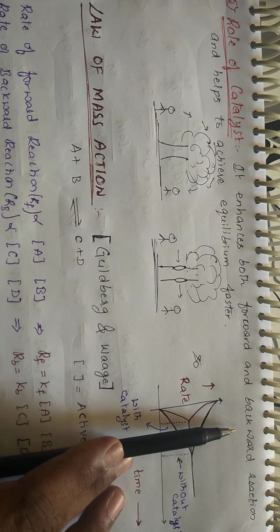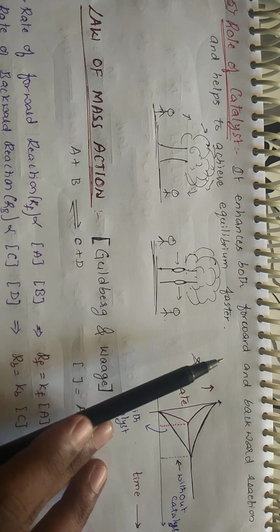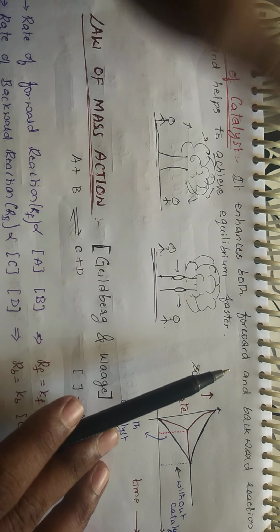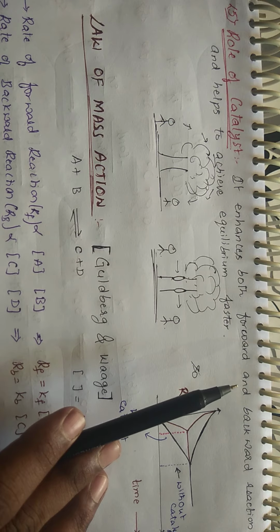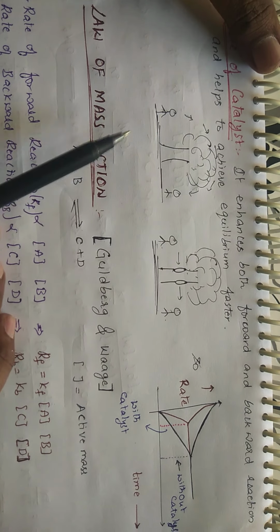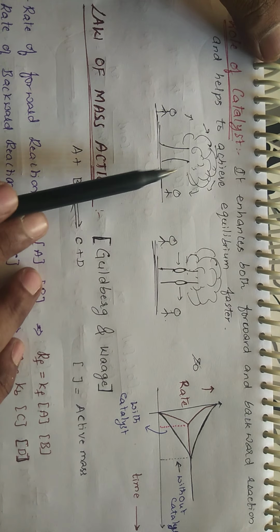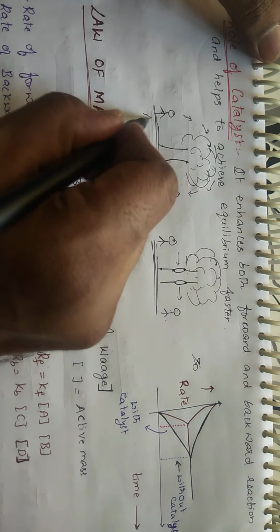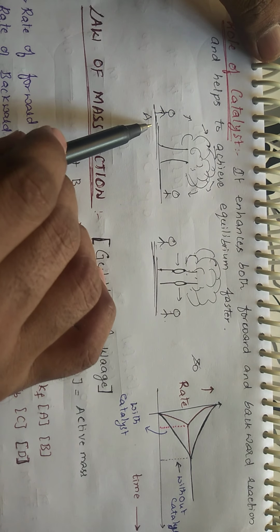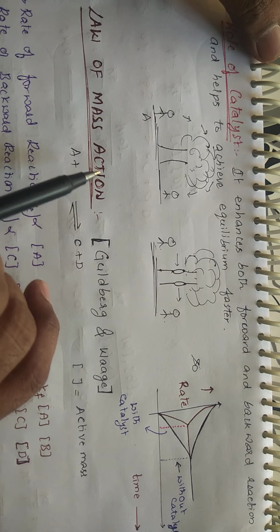If you use a catalyst to attain equilibrium, what is happening? Time is decreased, but the equilibrium point is not disturbed. Be clear with this. Let me explain with an example. Suppose there is a tree, and a person A. There is no other way to cross this one.